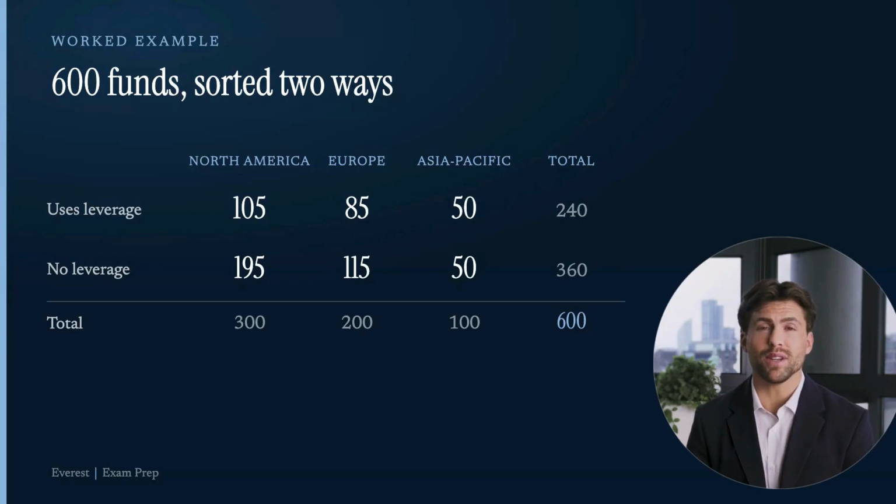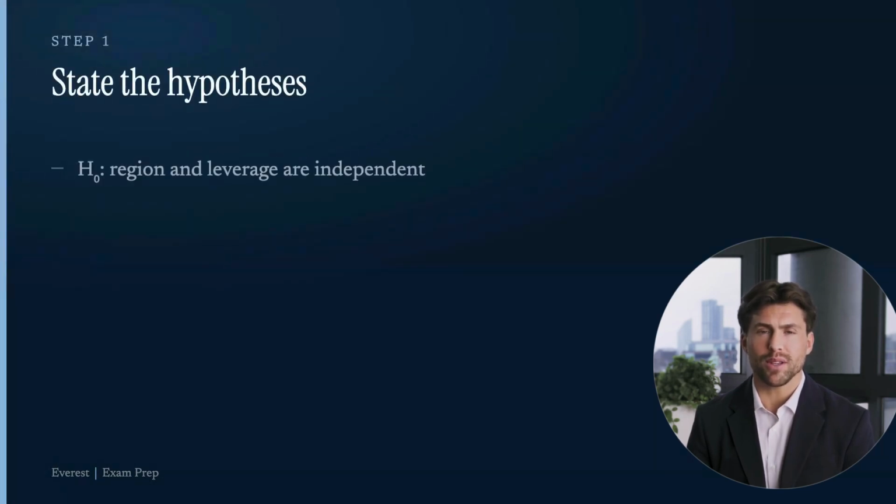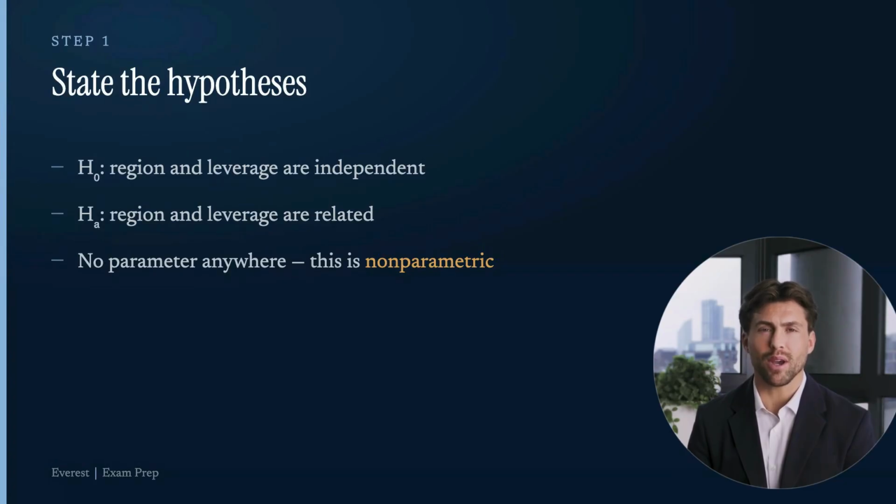That grid is what the curriculum calls a contingency table, and the numbers around the edge are the row and column totals. The question is whether those 2 classifications are related. Does knowing a fund's region tell you anything about whether it uses leverage? The null is that they're independent. The alternative is that they're related. Same null as always in categorical clothing.